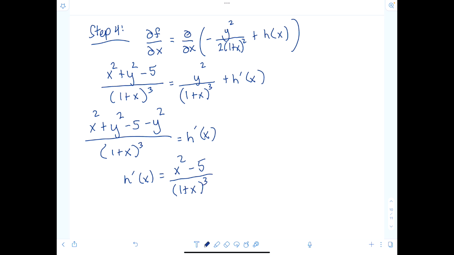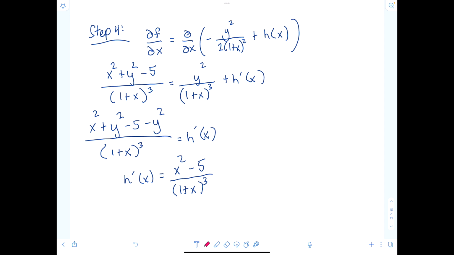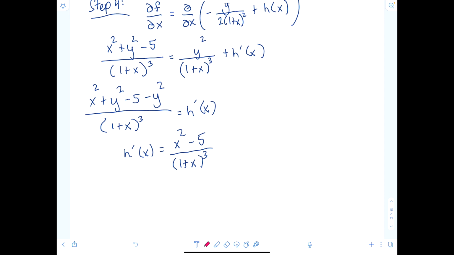And you're so lucky because I picked a problem that requires partial fraction decomposition to integrate. Isn't that awesome? All right, so integrating with respect to x, step 5. We will have h at x equals the integral of x squared minus 5 over quantity 1 plus x cubed with respect to x.